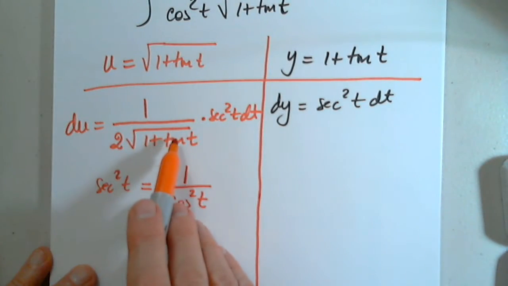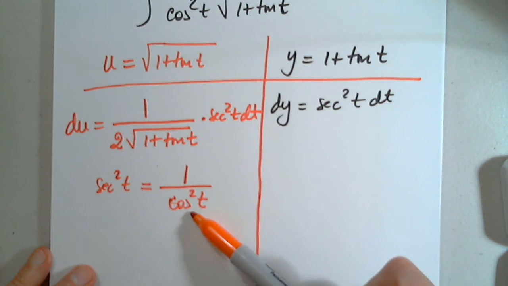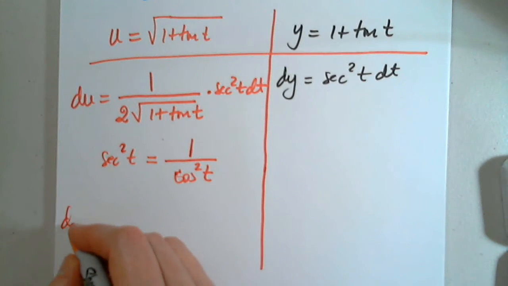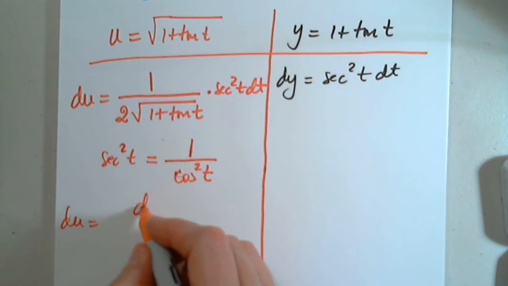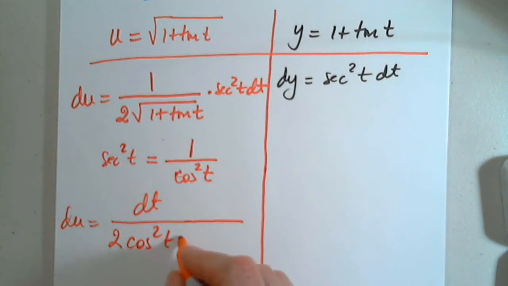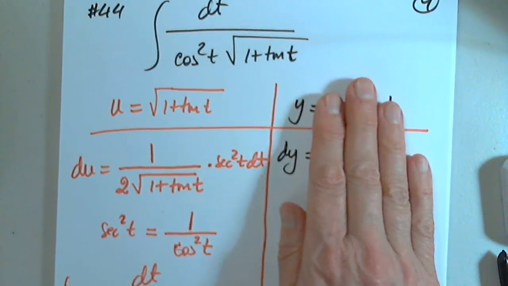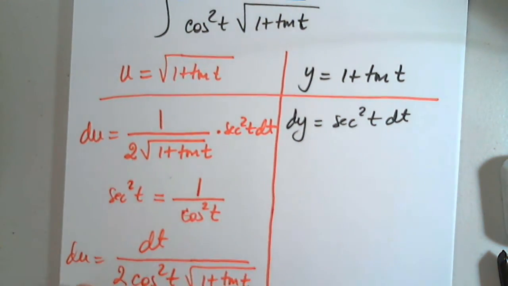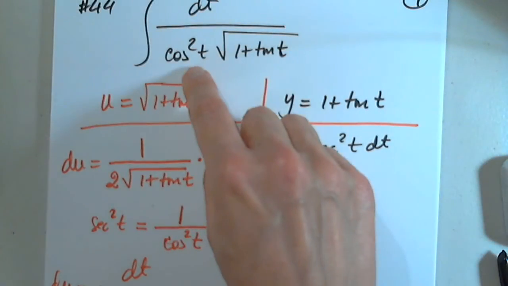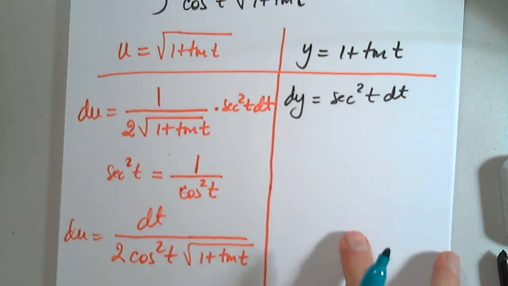And let's look at what we have here for a moment. I have secant squared, which I will replace by 1 over cosine squared. So then du equals dt over 2. Instead of secant squared, I put 1 over cosine squared, and the square root of 1 plus tangent t. Let's go back to our integral, and I'll come back to the other option in a minute. Du is dt over cosine squared, the square root. What am I missing? A 2.